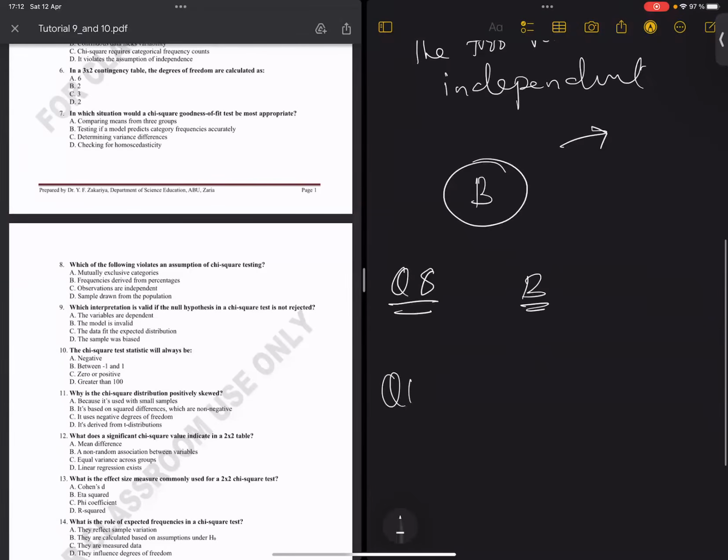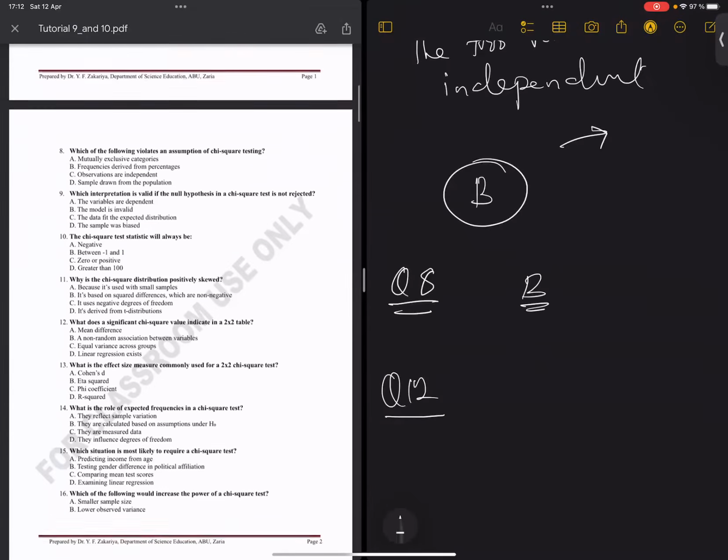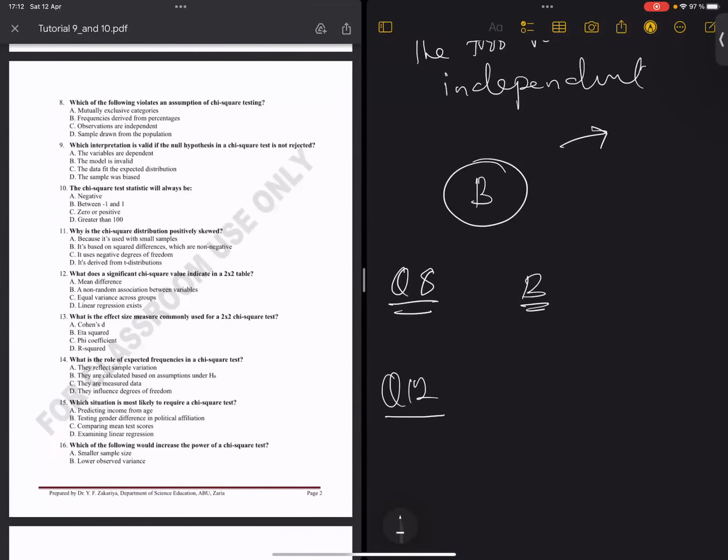We go to the next question, that is question 12. It says, what does a significant chi-square value indicate in a 2x2 table? In a 2x2 contingency table, what does a significant chi-square indicate? This is a similar question to question number 4, but framed in a different way: an interpretation of significance.